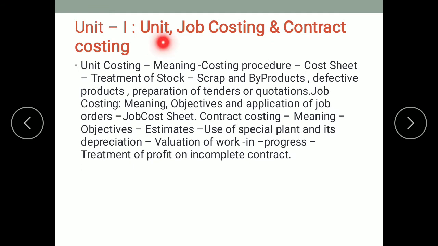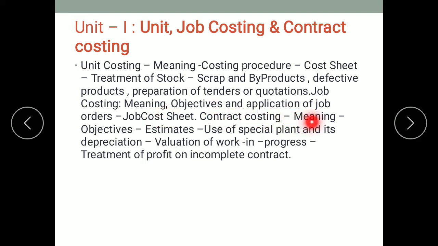The first unit is about unit costing, job costing, and contract costing. So this unit includes 3 different concepts. First one is unit costing: meaning of unit costing, costing procedure, cost sheet, treatment of stocks, scrap and byproducts, defective products, preparation of tenders and quotation, all that under unit costing. And then you have job costing: the meaning or objectives of job costing, application of job costing, job cost sheet, all that under job costing.